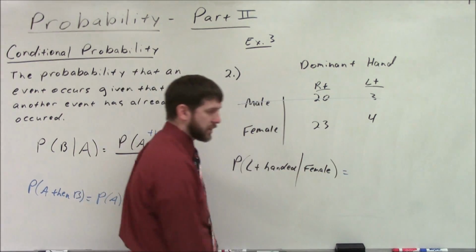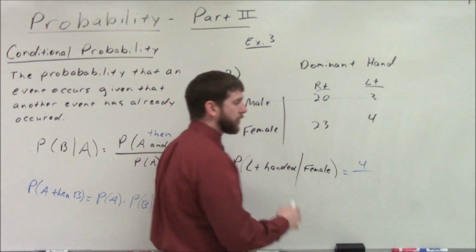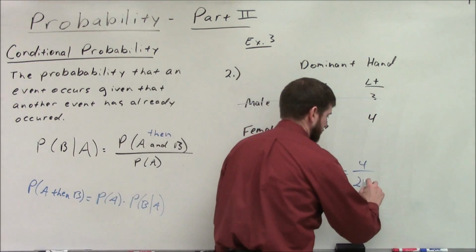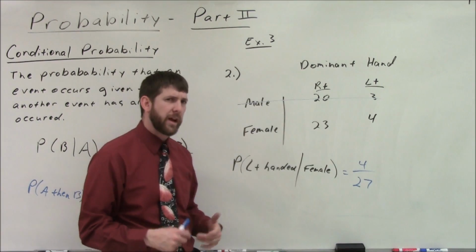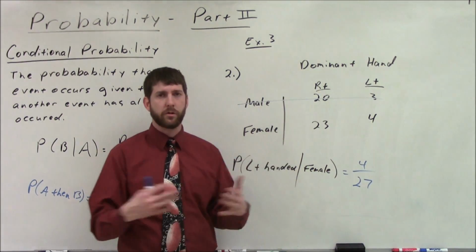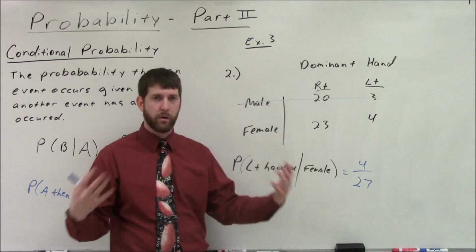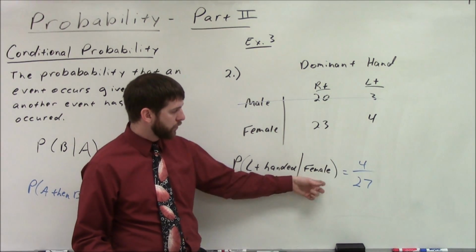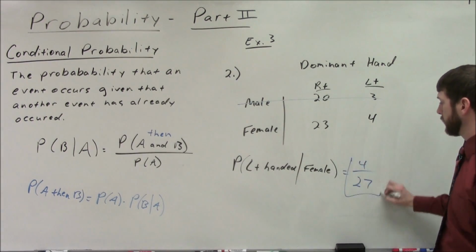So how many left-handed students? It's just success over possible. 4 left-handed students out of how many females? There were 27 total females. Now a common mistake people will make is they'll just go, 4 divided by 23. No, that's a ratio of left-handed to right-handed. That's not a ratio of left-handed to all students. That's not your probability of left-handed students to all, left-handed females to all females, which is what the condition is. Only look at that condition. So that's it, 4 out of 27.